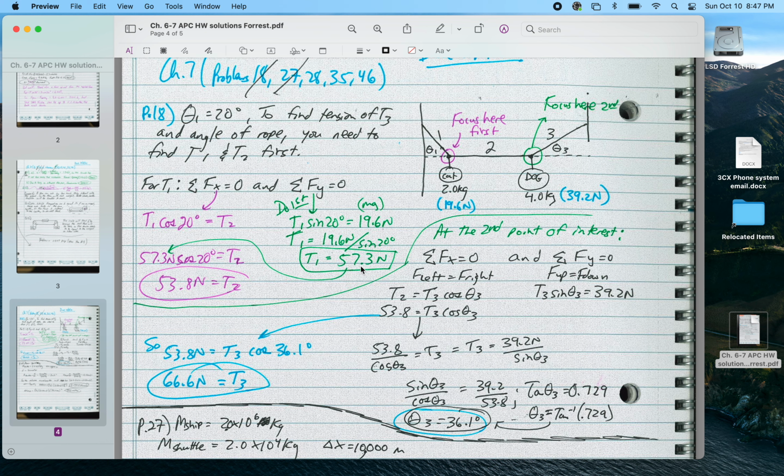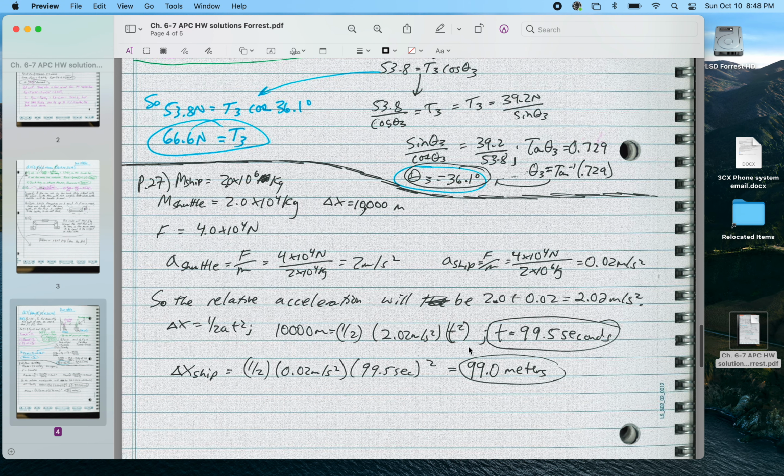When I did that, I could figure out that the horizontal component of T1 would be 57.3 cosine of 27 degrees. That would actually also equal T2. That would also equal the horizontal component going to the right on T3, and the vertical component of T3 would equal 39.2 newtons, which is the vertical weight of the dog, or the downward. So the 39.2 up and the 58.3.8 to the right allow me to get this angle, and that's a 36.1 degree angle.